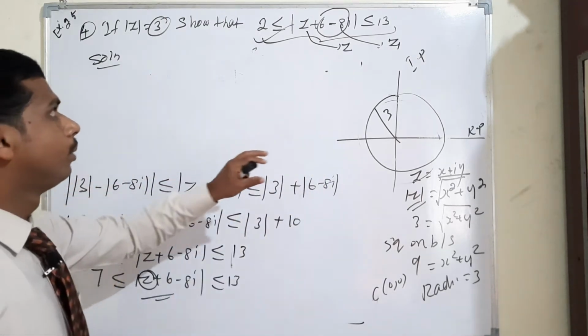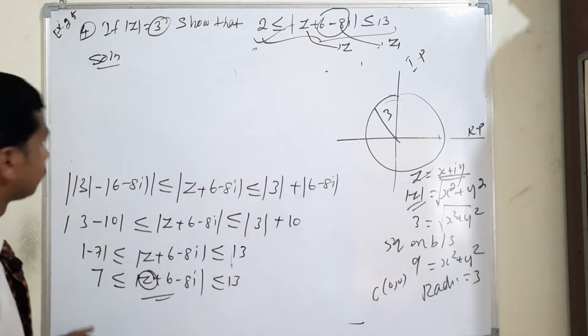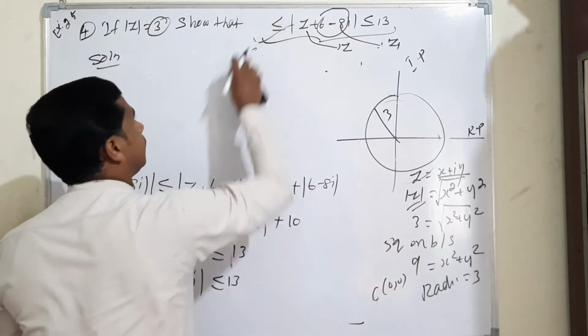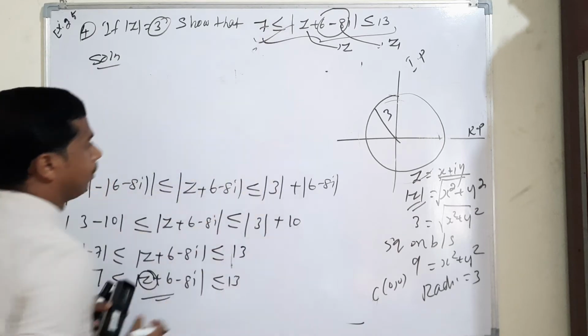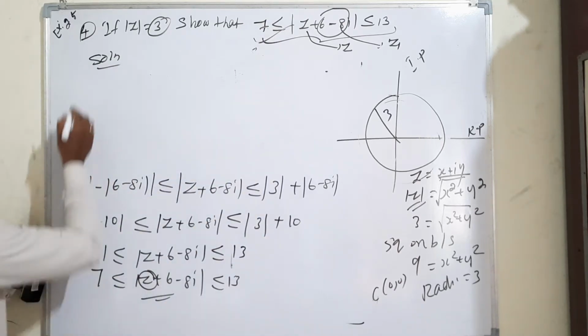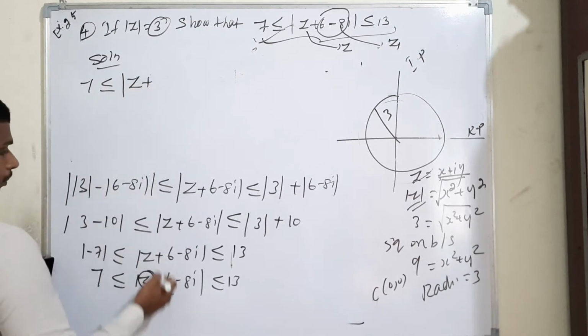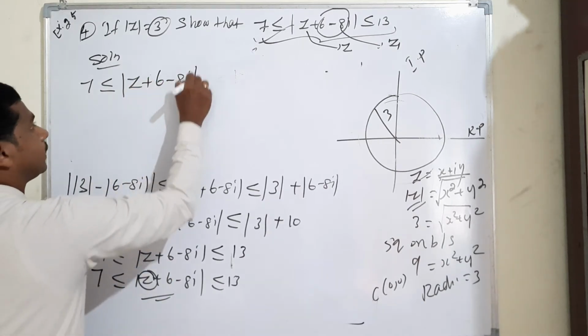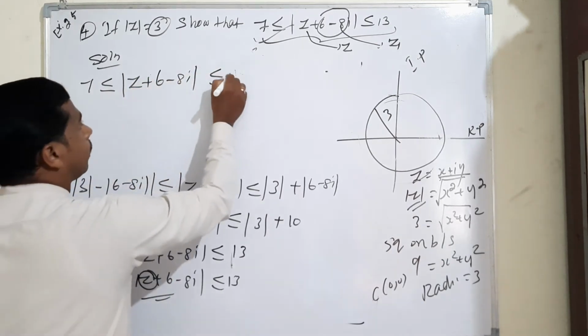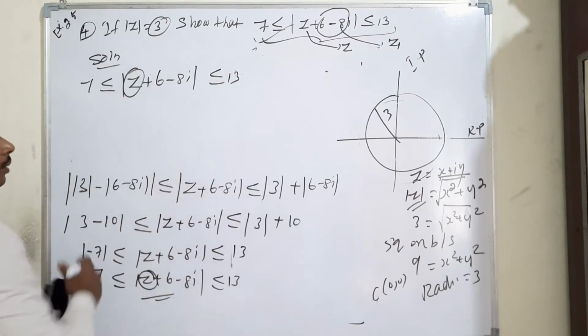Actually we have to show the maximum point. Sorry my dear, this is question 7, isn't it? Now the last point: 7 less than or equal to modulus of z plus 6 minus 8i, less than or equal to 13. Z is equal to what is the value?